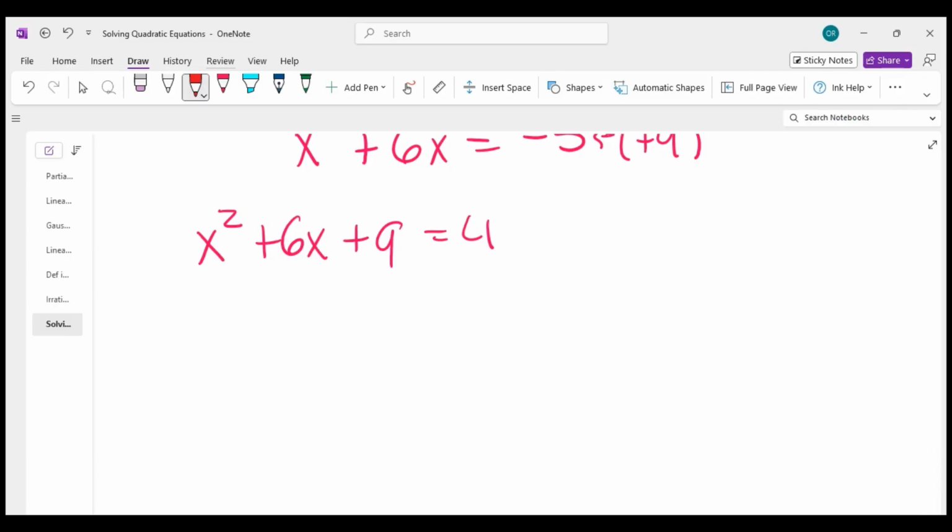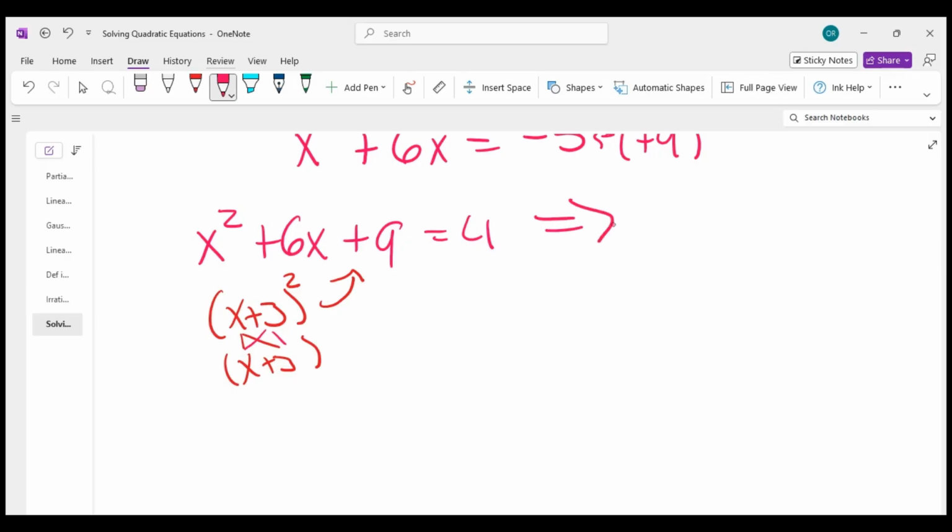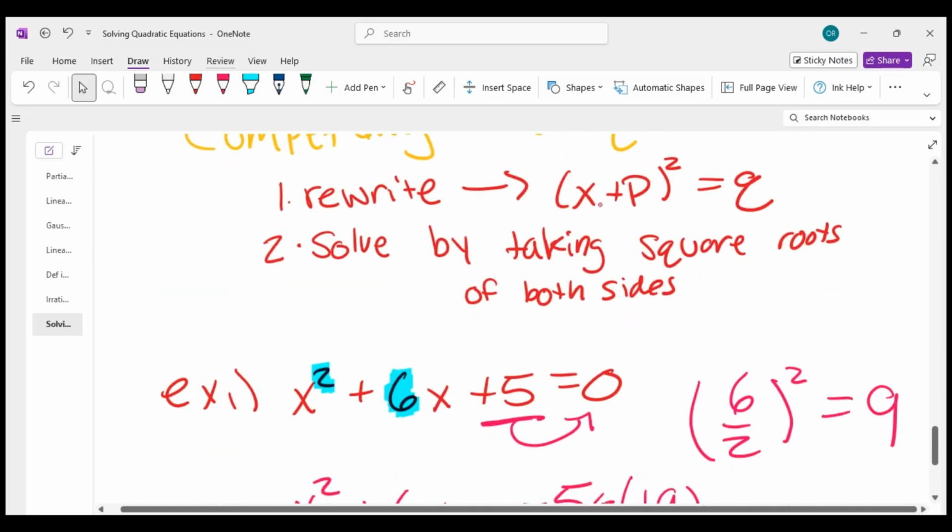So now we can complete the square by noticing that if we do x plus 3 squared, it's just going to equal this polynomial, right? Because if you take x plus 3 and you factor in all of these, then you will end up getting x squared plus 6x plus 9. So now we have a form that looks like the form we want to get into, the x plus p squared equals q.